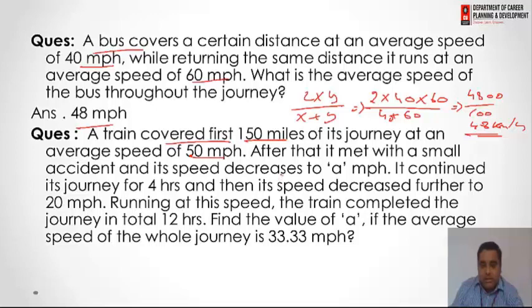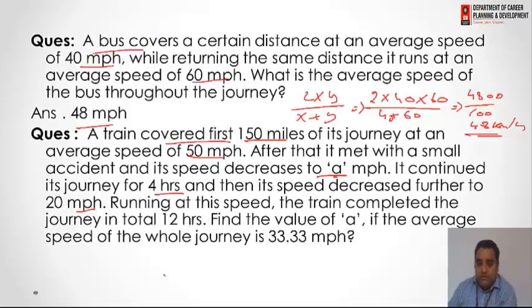Now, last but not least: a train covers the first 150 miles of the journey at an average speed of 50 miles per hour, and then it meets with an accident and the speed decreases to a miles per hour and continues the journey for 4 hours. Then the speed decreases further to 20 miles per hour. Running at this speed, the train completes the whole journey in 12 hours. Find the value of a if the average speed of the whole journey is 33.33 miles per hour.